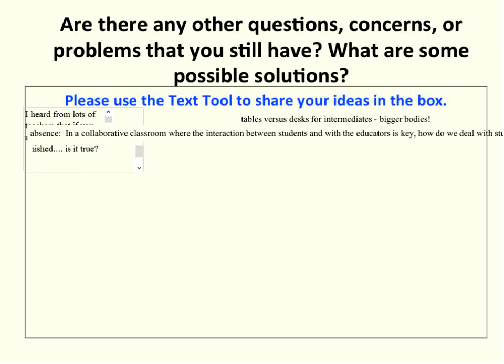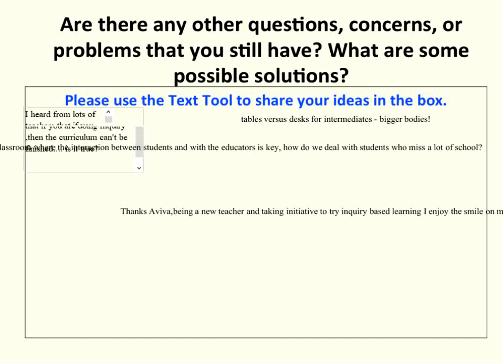How do you deal with students? Hold on, I can't read the rest of this one. In a collaborative classroom with the interaction between students and with the teachers.